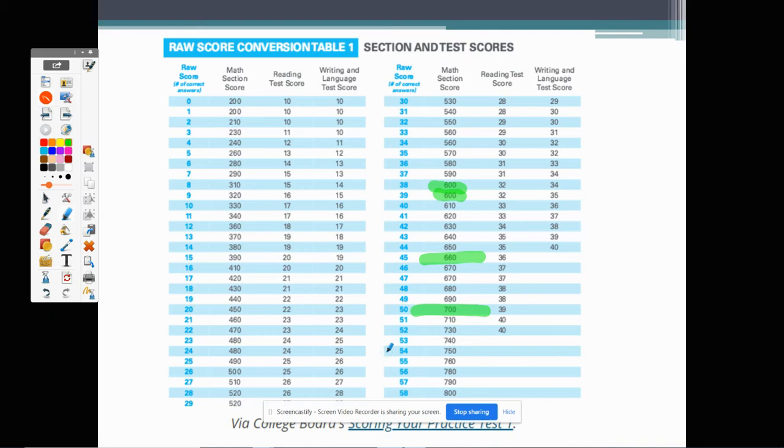Is it perfect on a PSAT at 800 in math? It is not? You don't think it is? All right. And if you don't know, that's fine.